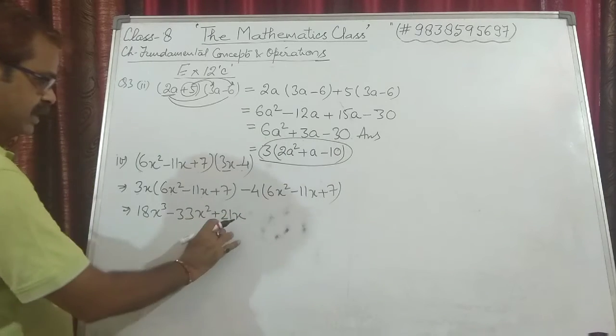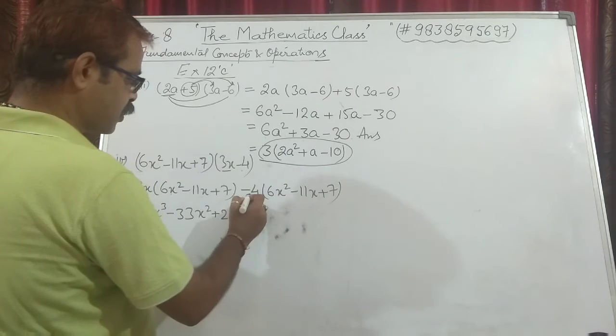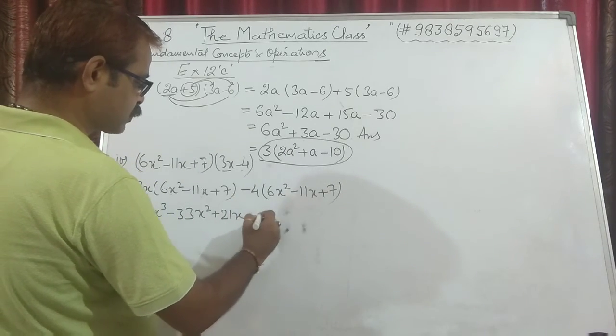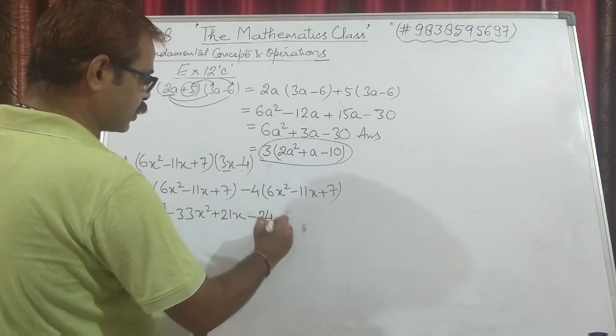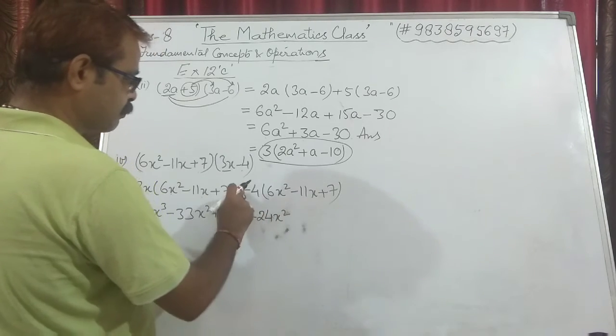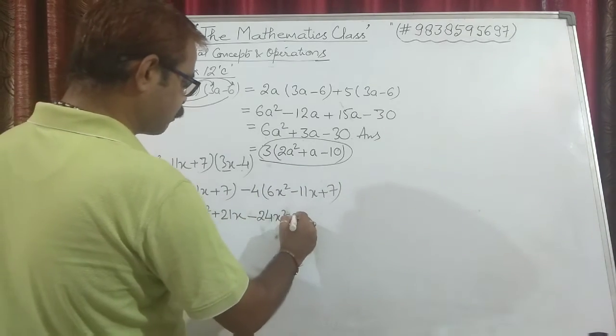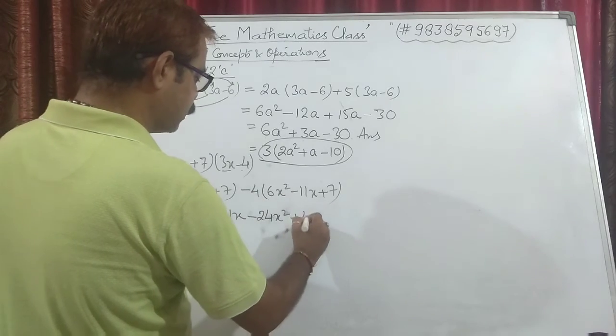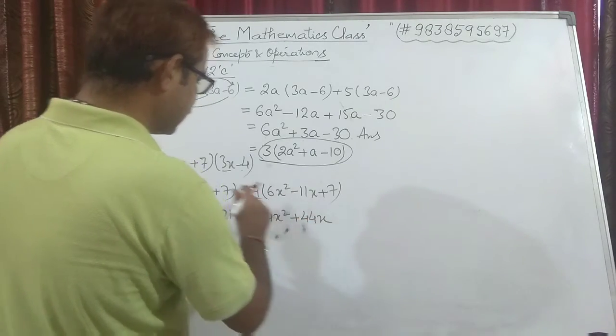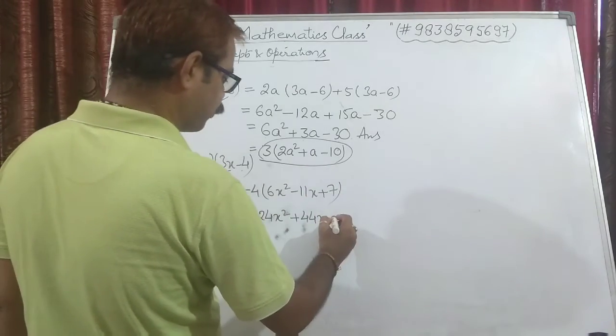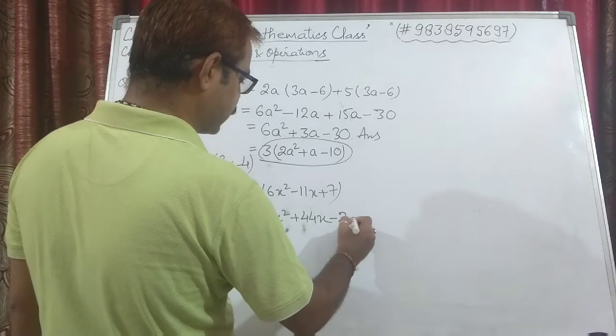Now this multiplication has been done. Now we move on to this. Minus 4 into 6x square is 6 4s are 24, so minus 24x square. Minus and one more minus is plus. 11 4s are 44x, and minus 4 into plus 7, 4 7s are 28, so minus 28.